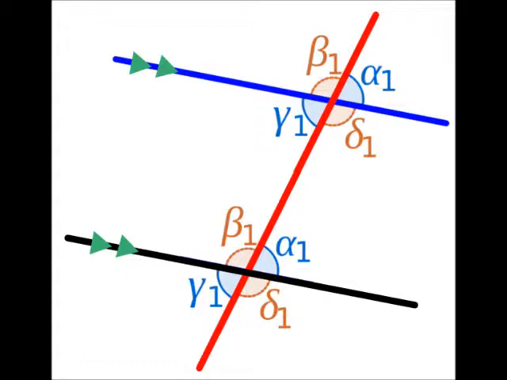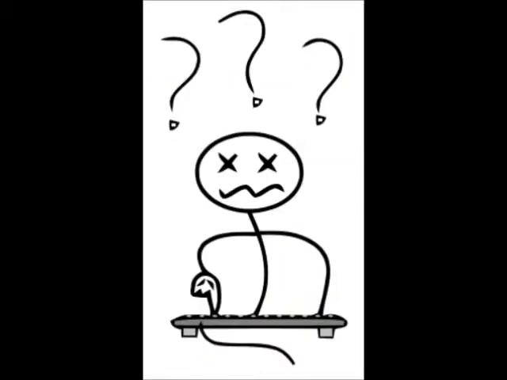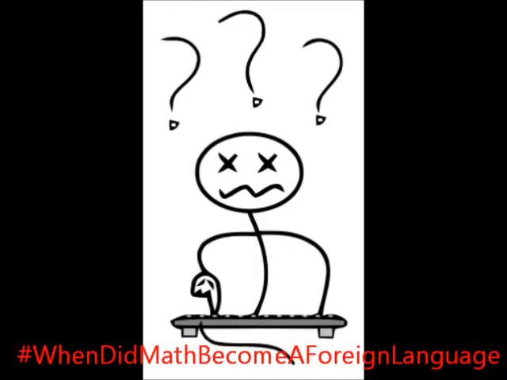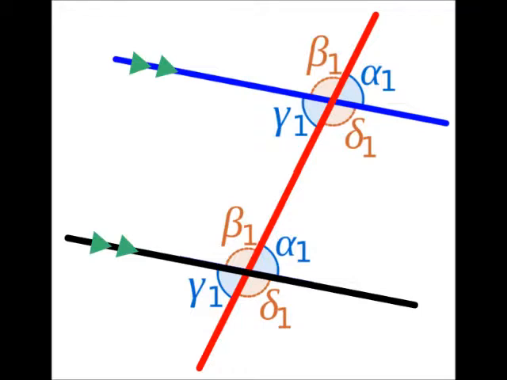Okay, I see the confused look on your face. What is confusing you? What's with all the squiggles? Squiggles? Oh, those squiggles. They're called Greek letters. I thought this was math class. Hashtag when did math become a foreign language? Hashtag I'm already confused. Those squiggles, I mean Greek letters, are there to show you which angles are which.